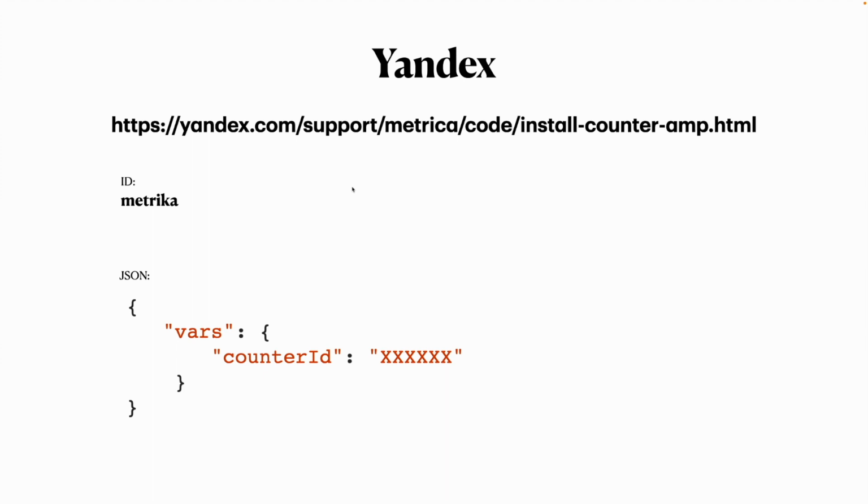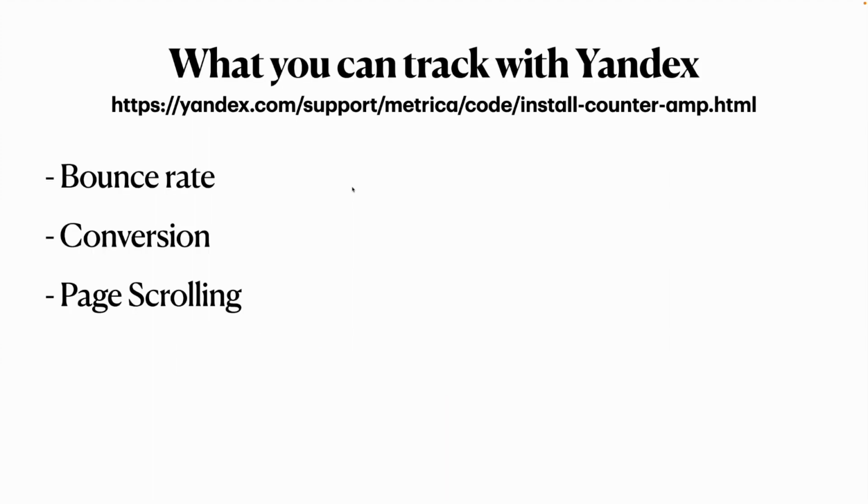In that scenario, with Yandex, you need to pass a property called counter ID. That ID is the ID of your account that you can find inside your dashboard. And what can you track with Yandex? In that case, you can track the visitors, the bounce rate, conversion, and page scrolling. If you want to know more about that, you can check the Yandex documentation that you can find the link to in the description below.